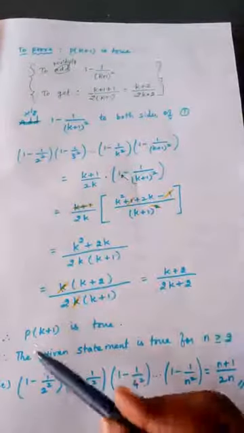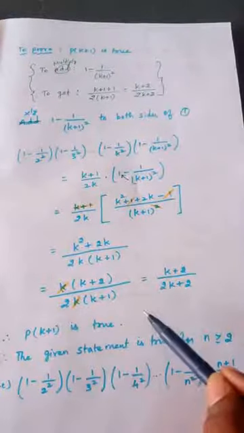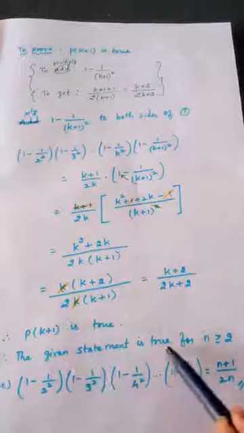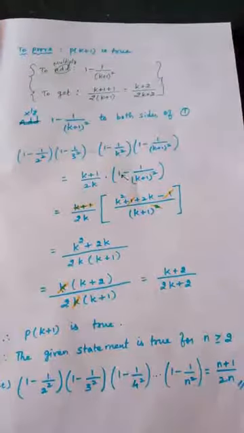So what we will say, since we got this answer, we will say P of k plus 1 is true. That is, the result is true for n is equal to k plus 1. Therefore, the given statement is true for n is greater than or equal to 2. So this result is proved. Yes, this result is correct. Hope you will understand what is meant by mathematical induction. Just proving the formulas using mathematical induction.